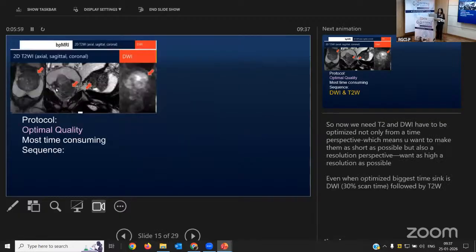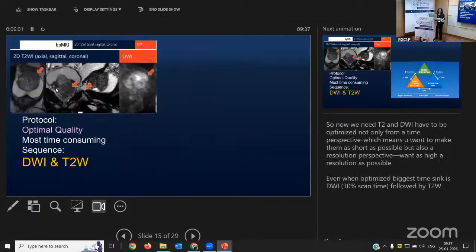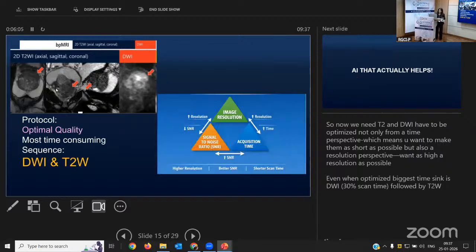Typically the biggest time sink, like I said, is diffusion and T2. If we can manage our time with that, because in imaging and MR, the problem has always been signal to noise, image resolution, and acquisition time. It's the triangle trade-off you have to do. If you increase the image resolution, the signal to noise per voxel goes down, and so then you increase time.